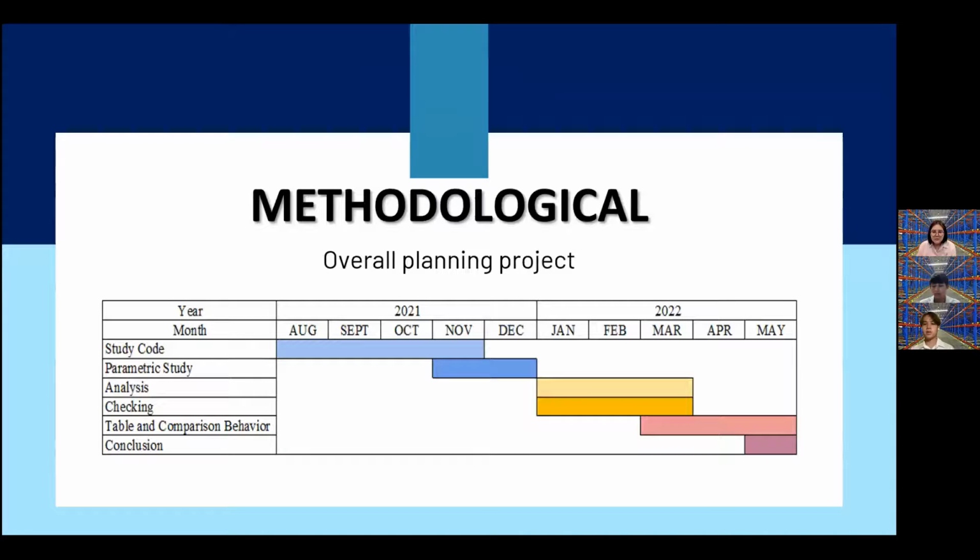For this slide, the methodology chart shows the overall project planning that we have been studying since August to last month. Then we specified the parameters to decide the study of the behavior of perforated cold-formed steel from November until now. After that, we plan for the next semester to create the table and comparison graph to see the behavior of perforated steel, and we can use this table for structural design as well.